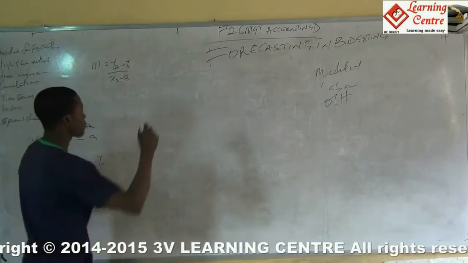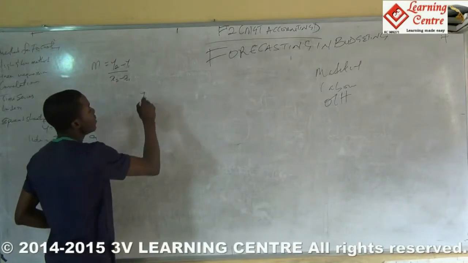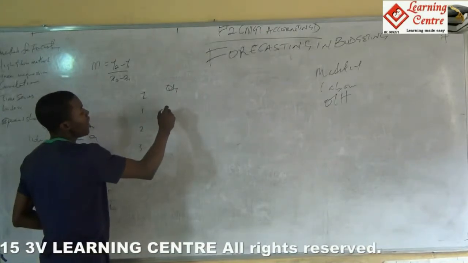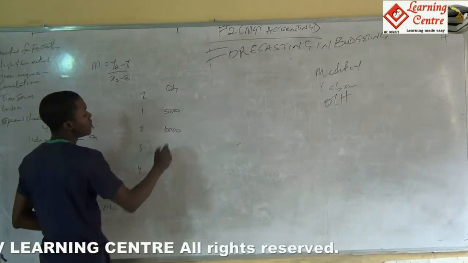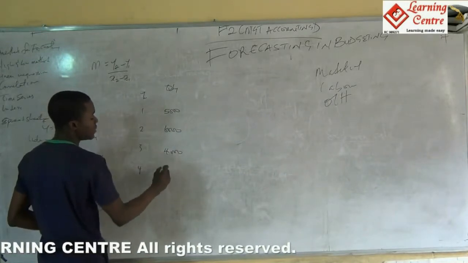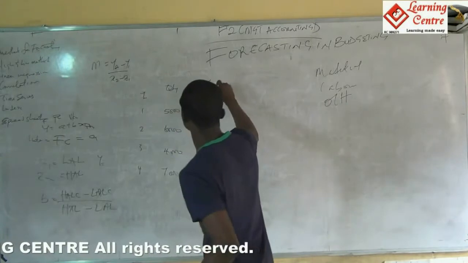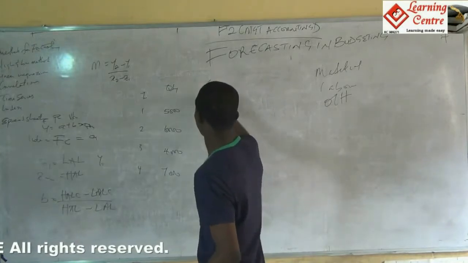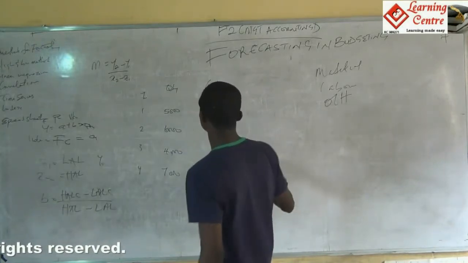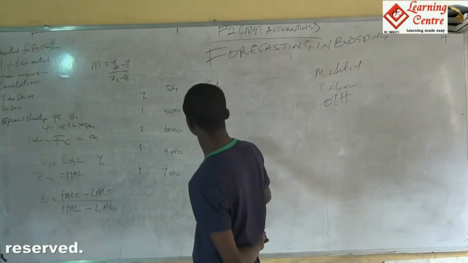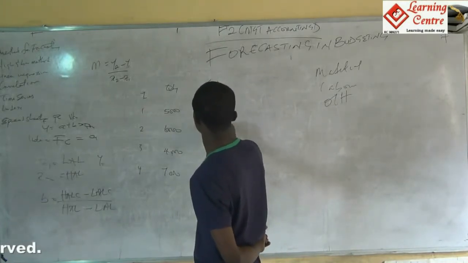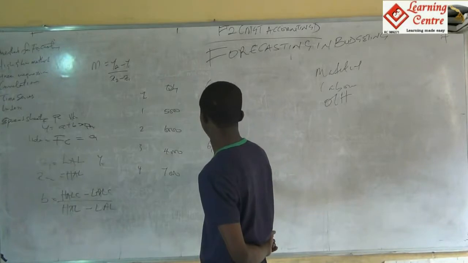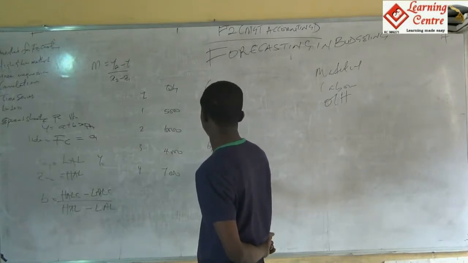Now let me give you an example. Let's assume in years 1, 2, 3, and 4, the quantity produced is 5,000, 6,000, 4,000, and 7,000. And the costs are $7,000, $7,500, $6,500, and $8,000.